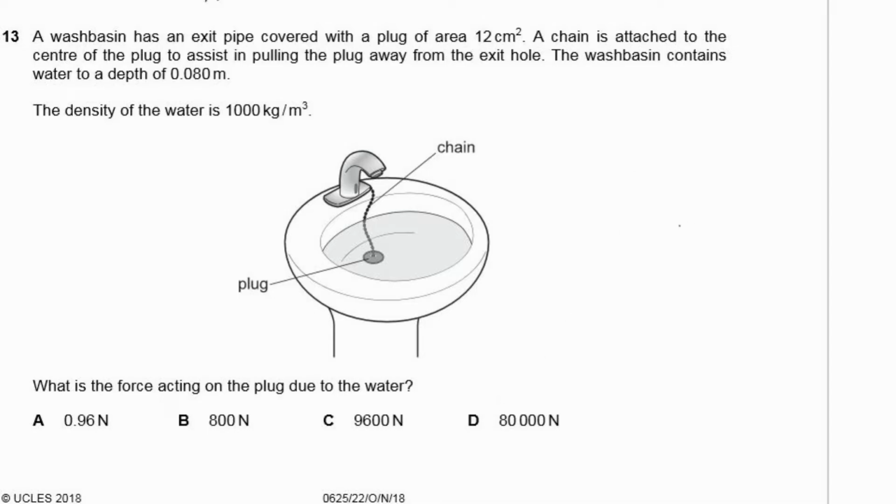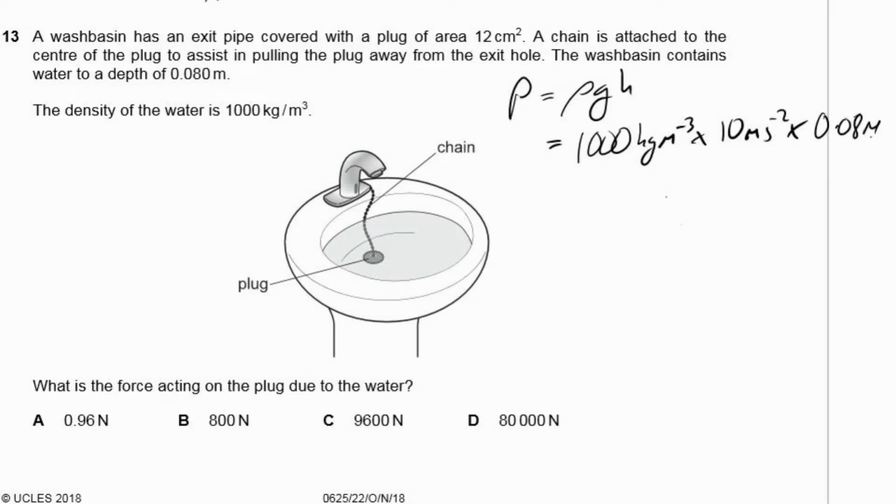Well, first things first, let's find the pressure at the bottom of that sink. Here we go. Pressure is density times gravity times height. So here we go, it's 1,000 kilograms per meter cubed times gravity, which is 10 meters per second squared, times the height, which is 0.08 meters. There we are. And that gives us a value of 800 pascals.